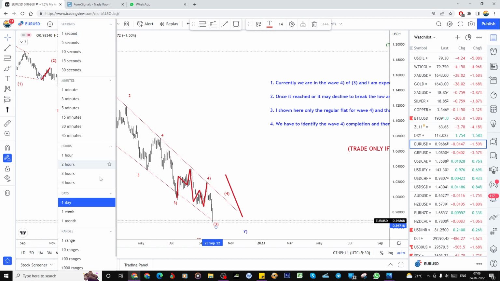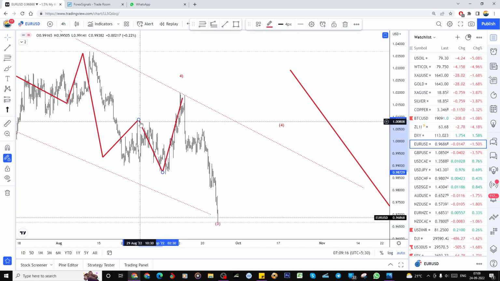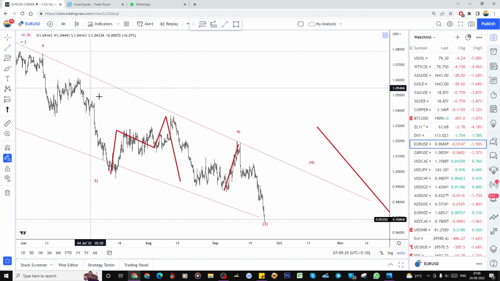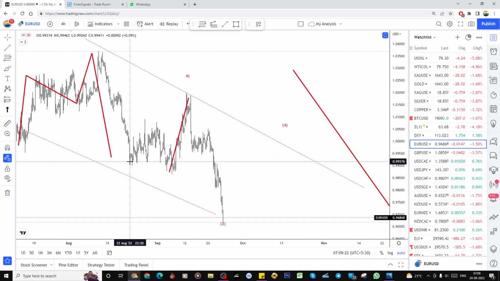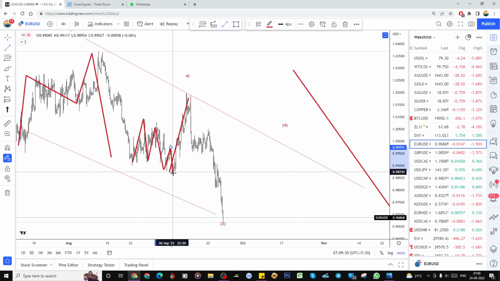And if you zoom in on that 4-hour chart also, look at this here. It's a beautiful five-wave structure. 1, 2, 3, 4, 5. And then 1, 2, 3, 4, and 5. And this is the ending diagonal in the C wave.